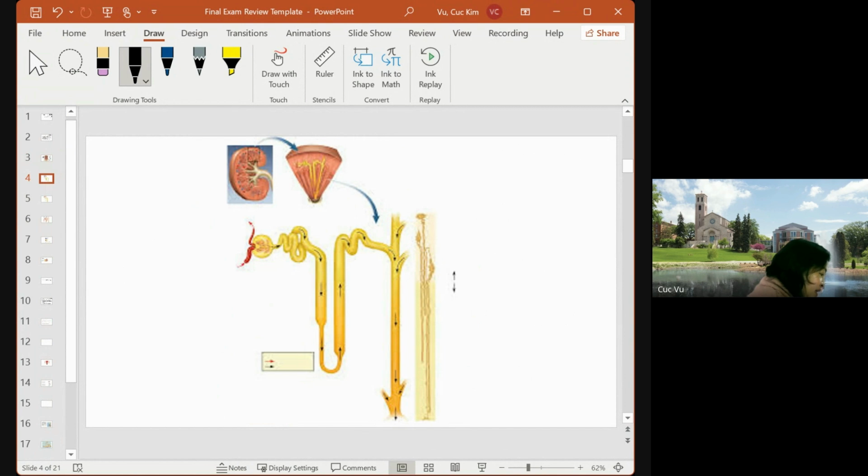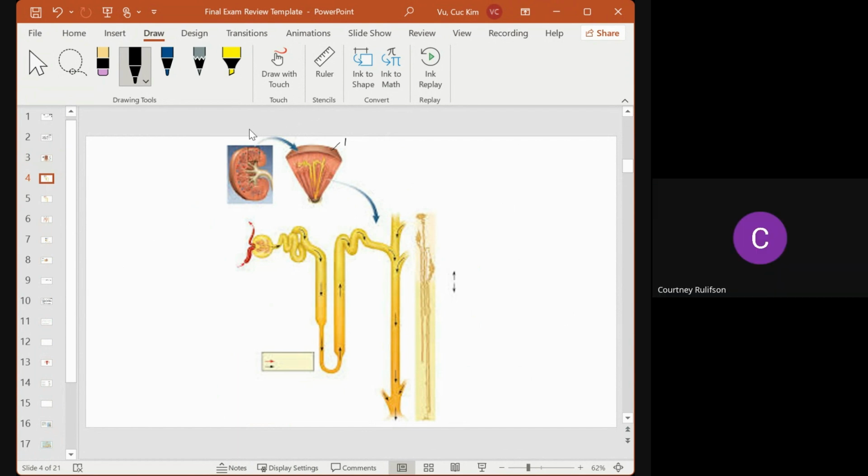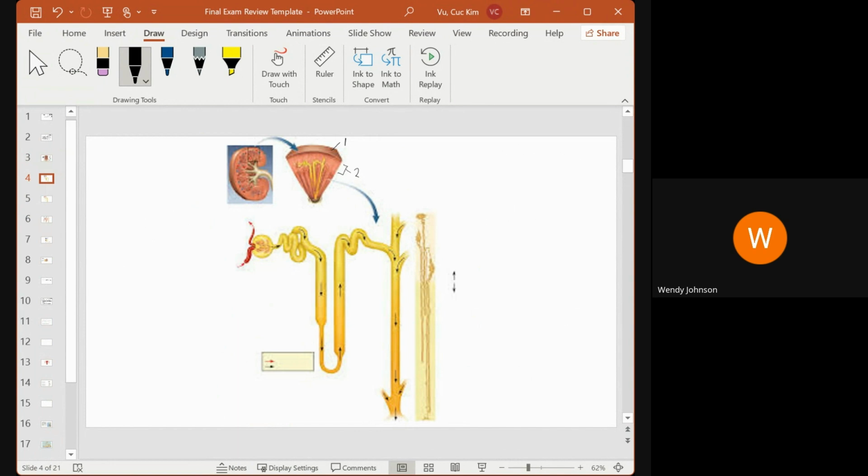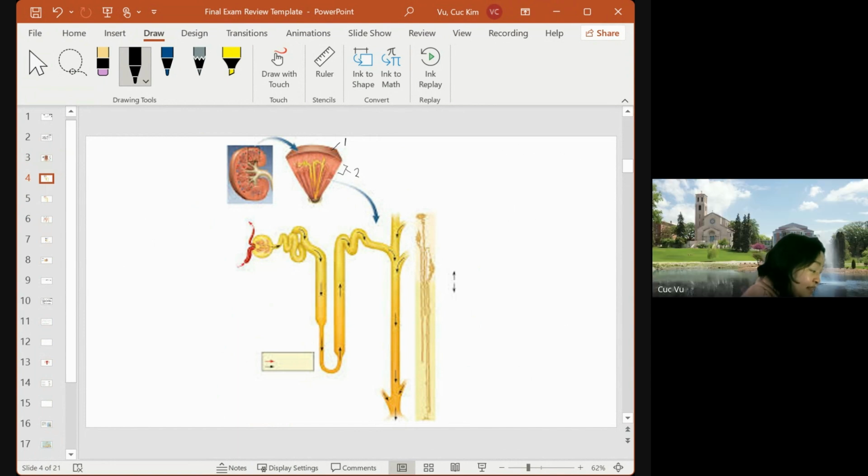So you can see that the kidney has this layer right here. Number one, what layer would that be? The fibrous capsule. Very good. And this layer right here, number two. Is that the renal cortex? Yes, very good. And then this layer right here, number three.